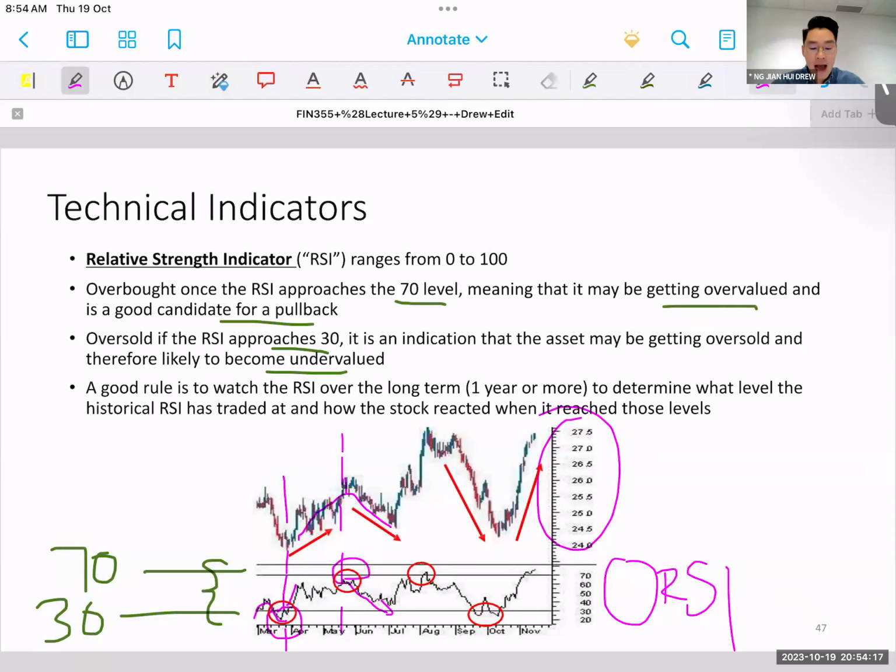So again, I repeat, how you calculate this RSI is beyond this course, but if you're interested, do a simple Google search. And if you are doing the CFA Level 2, you will need to know how to calculate RSI.